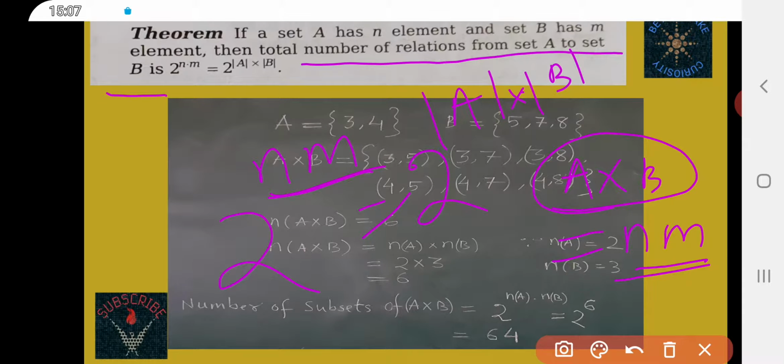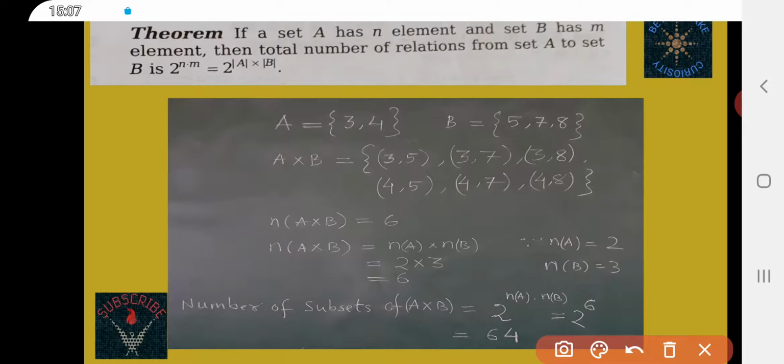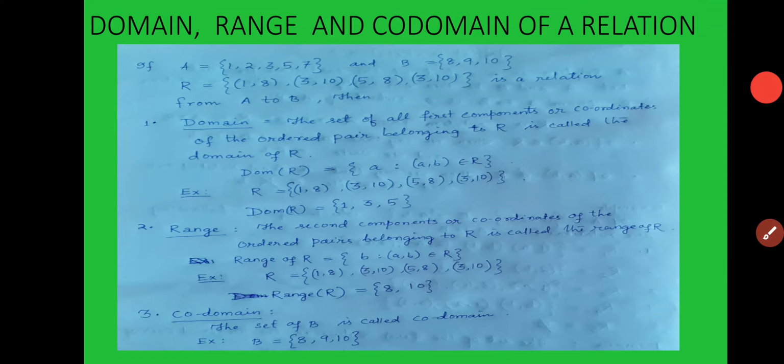So here the number of subsets of A cross B is equal to 2 to the power 6, that is equal to 64. Understood? Now come to the domain, range and codomain of a relation. Okay, domain, range, codomain of a relation.